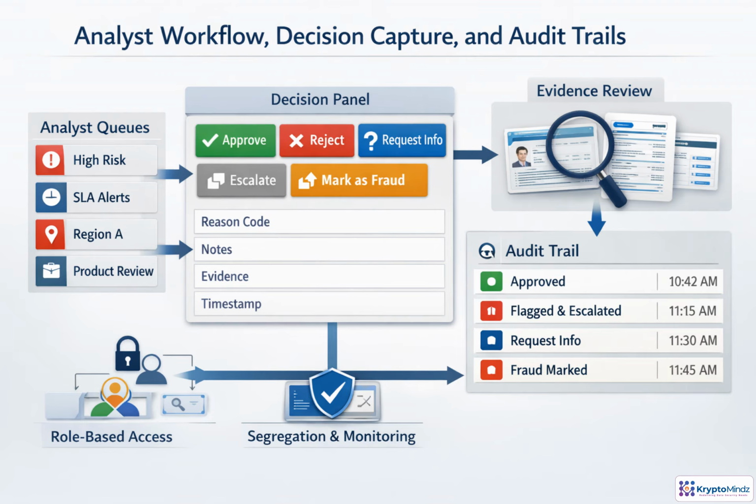Manual review should run like a formal production process, not ad hoc heroics. Cases enter queues tuned by risk, SLA, region, product, and expertise, so the right analyst sees the right work. Each case then moves through a consistent lifecycle: evidence review, a structured decision, and, when needed, escalation or quality check. Every outcome is logged with reason codes, notes, evidence links, timestamps, and policy references under strict access control, creating a defensible end-to-end audit trail.